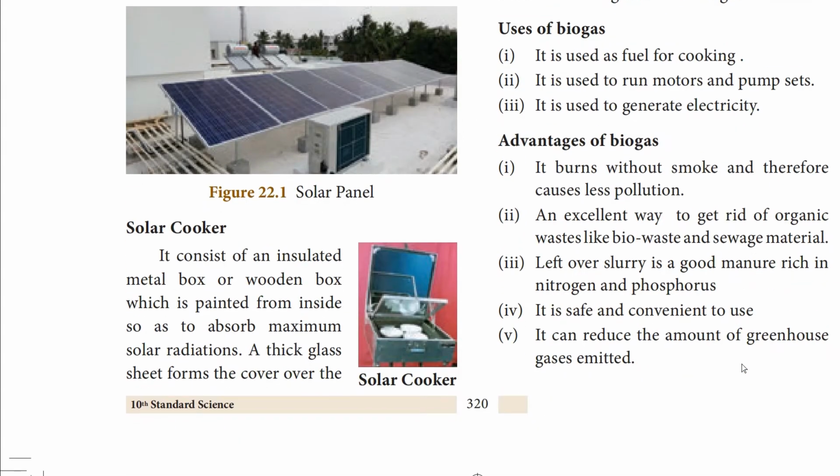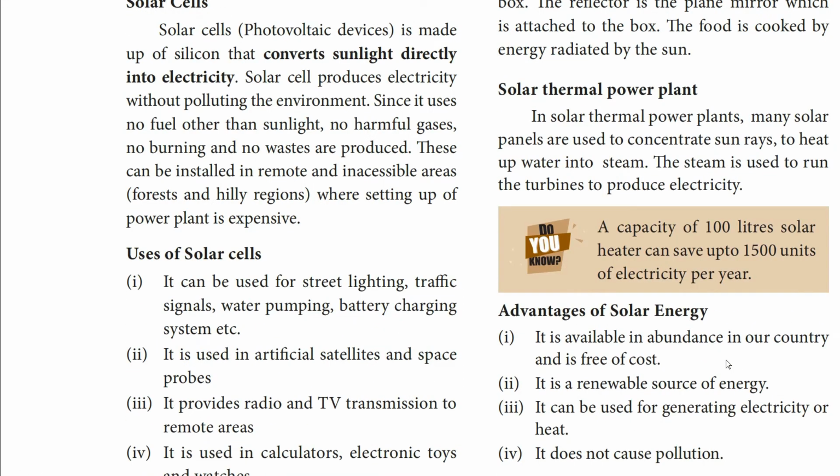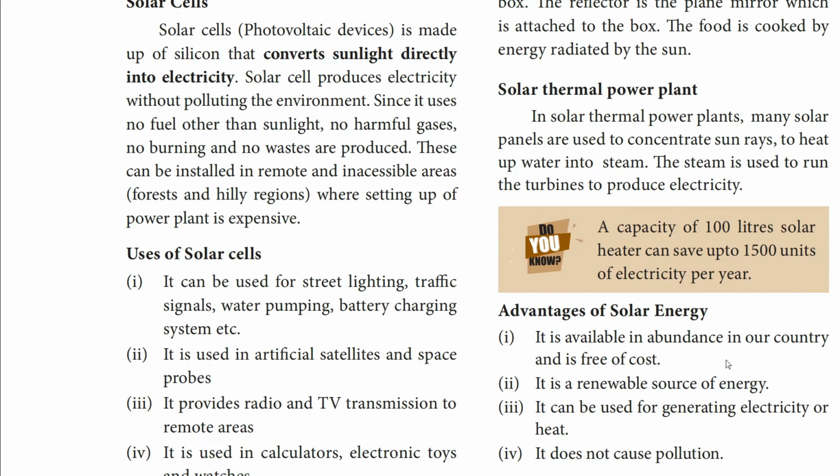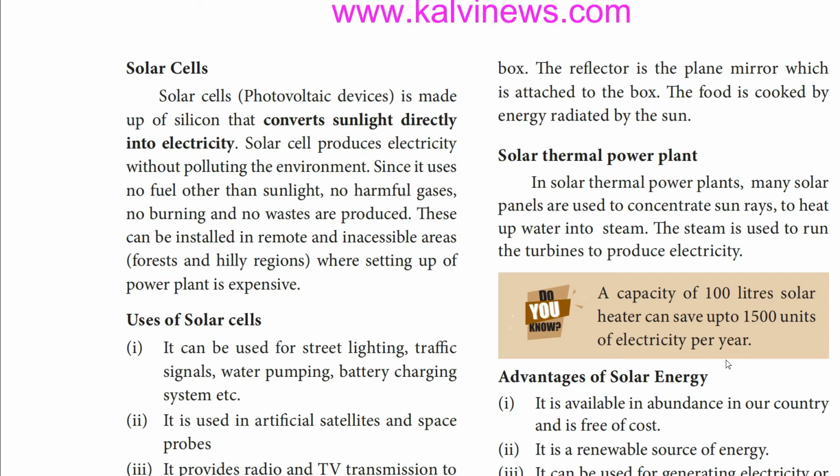Solar cooker. A solar cooker consists of an insulated metal box or wooden box which is painted black inside to absorb maximum solar radiation. A thick glass sheet forms a cover over the box. A plane mirror reflector kept on the box will reflect the sunlight, by which the food is cooked. Energy radiated by the sun helps in the cooking of the food.